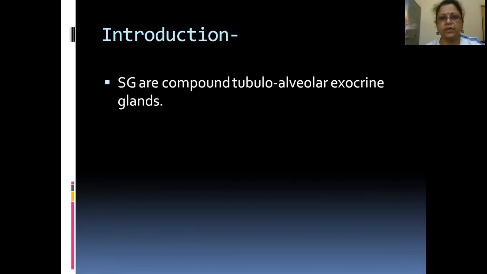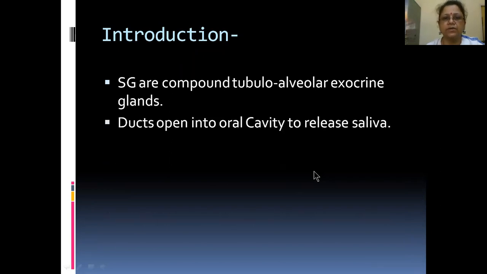That means what you understand? It's a compound gland because partly tubular, partly alveolar, and moreover it is an exocrine gland. That means it has a duct system. So these ducts open into the oral cavity to release the saliva. So salivary means it will be releasing the saliva.